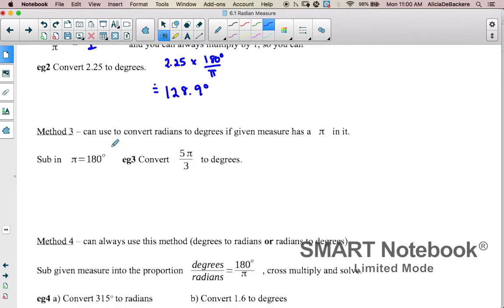All right, so method 3, we're going to use this to convert radians to degrees if the given measurement has a pi in it.